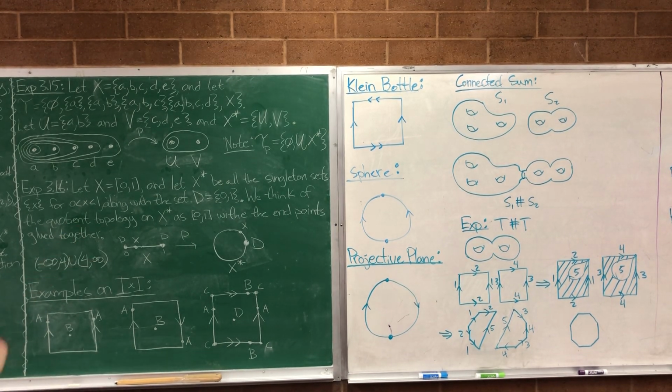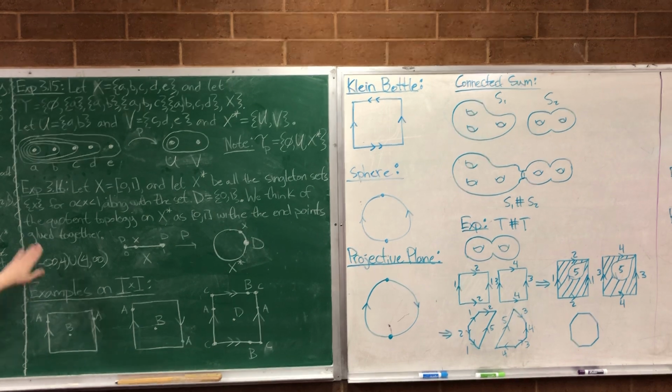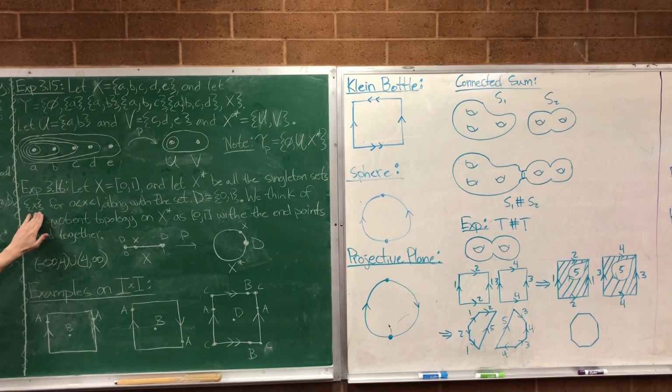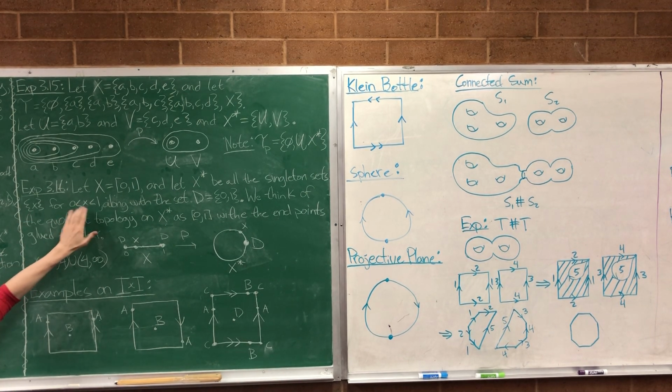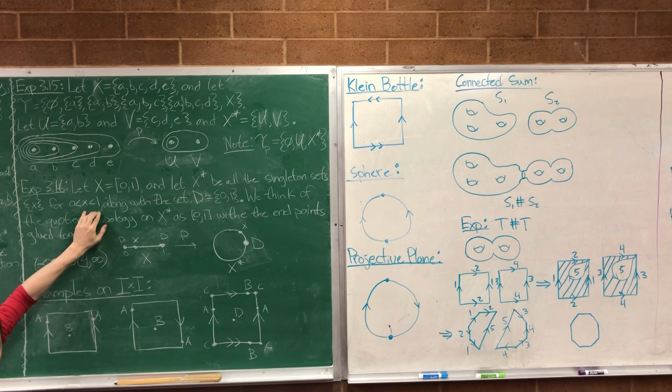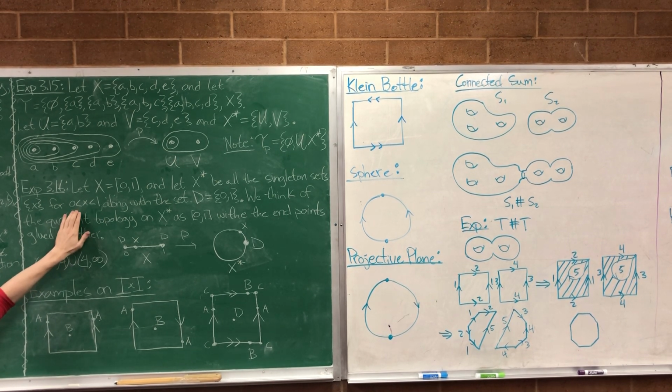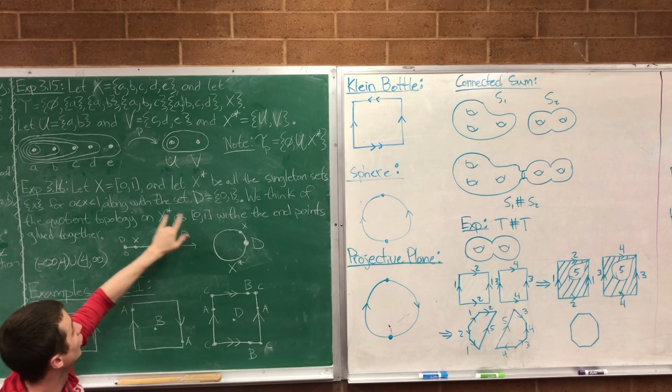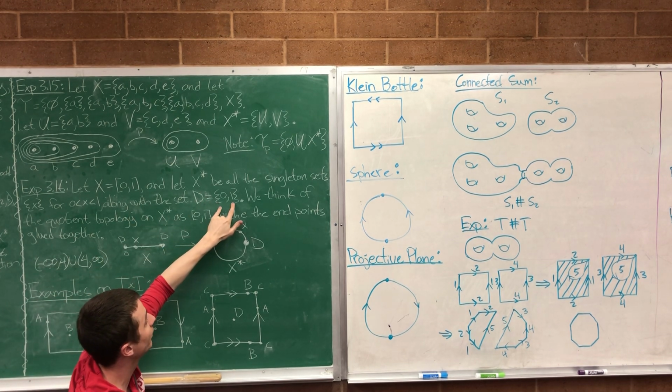So let X be the closed interval 0, 1, which is the same thing as I. And let X star be the singleton set, just x, for all x between 0 and 1. You with me so far? So for all the numbers between 0 and 1, we're just giving it the set containing itself, just a singleton set. Along with the set D equal to 0 and 1 paired together.